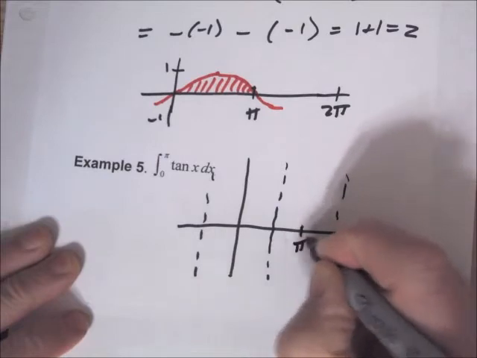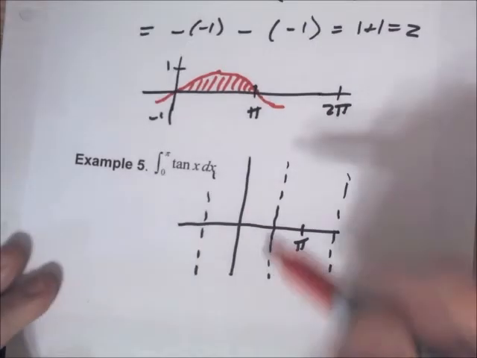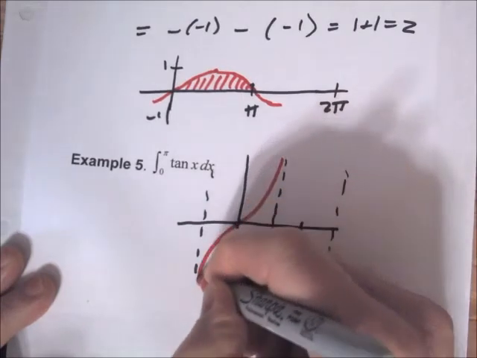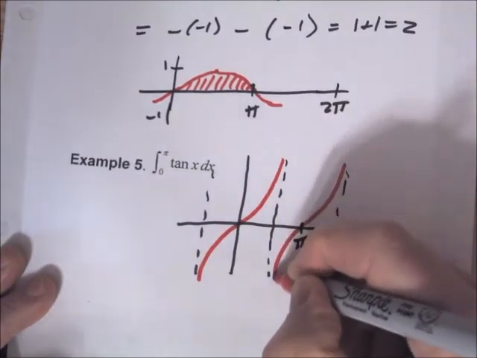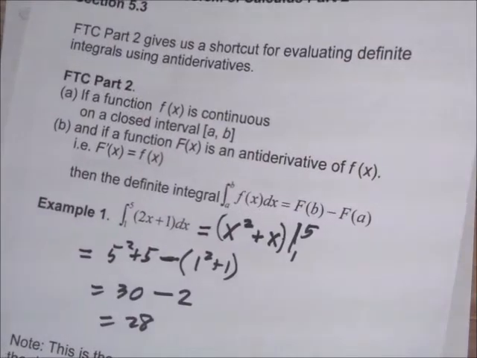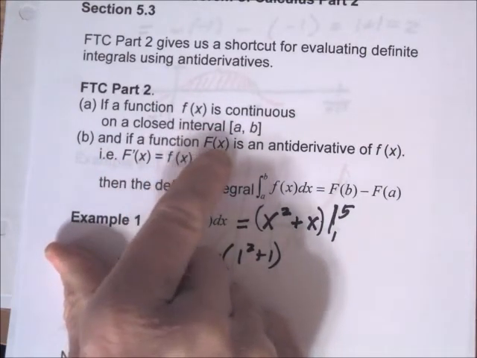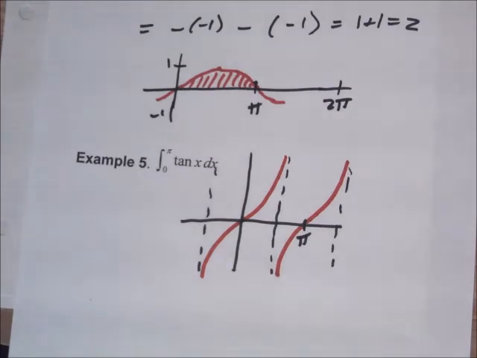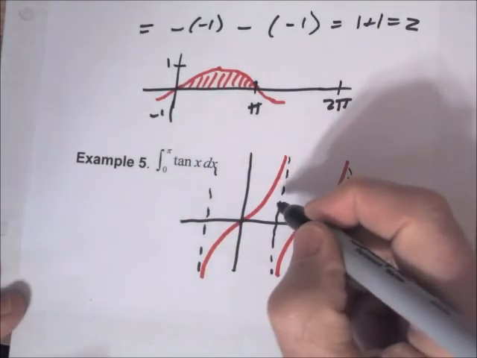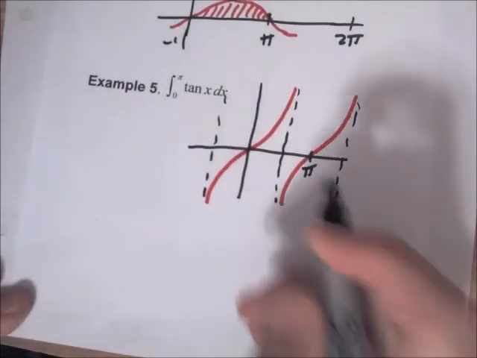So pi is right here, and so the function is undefined at pi over 2, so it's not continuous. This fundamental theorem of calculus says that f has to be continuous. So it says if a function f of x is continuous on a closed interval a to b, and if the function capital F is an antiderivative... So this one, there might be a way of evaluating this, but we're not going to try to do that here. You can't apply the fundamental theorem.